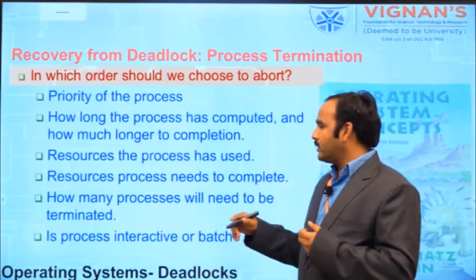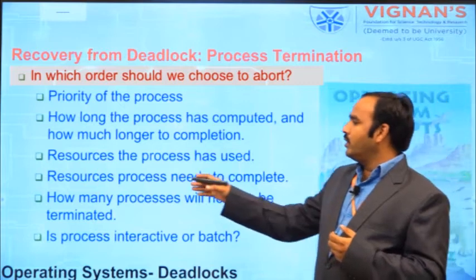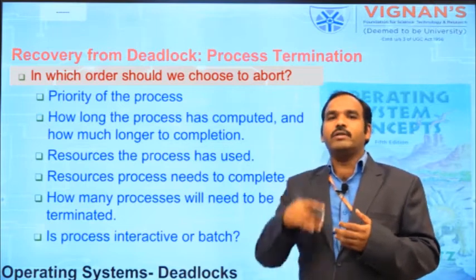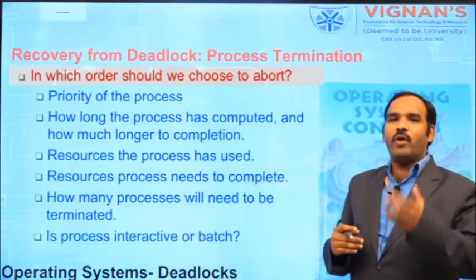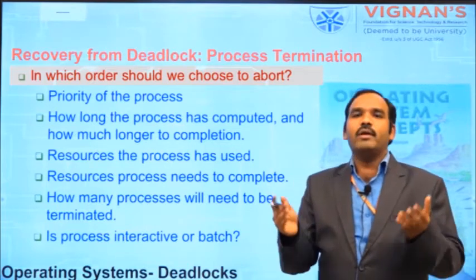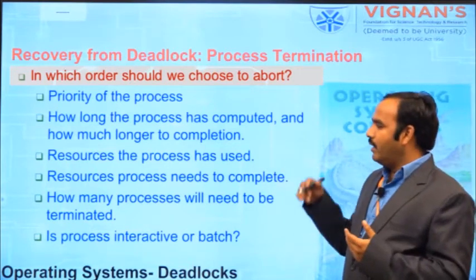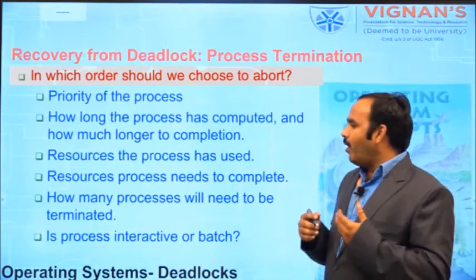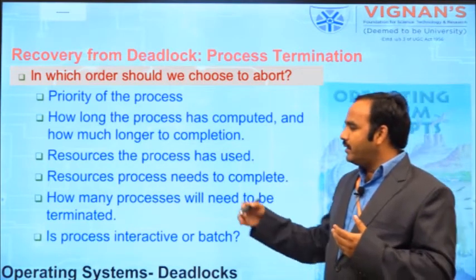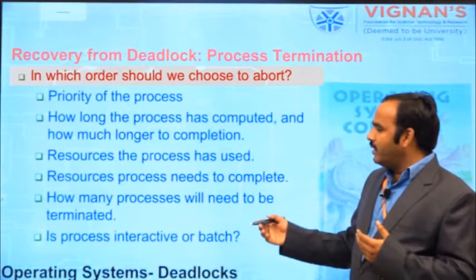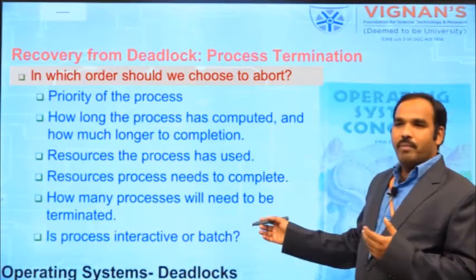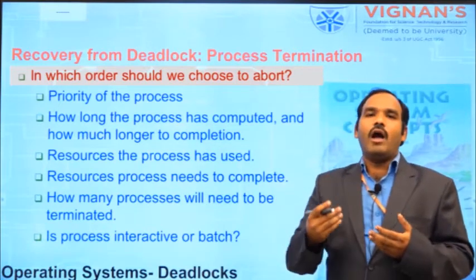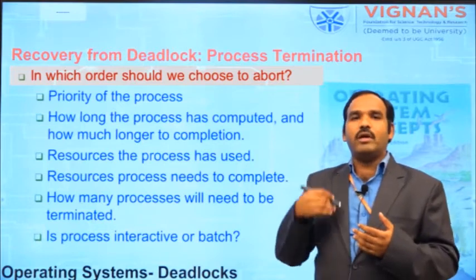The next parameter we consider is the resources the process needs to complete: how many resources are required for that process to complete its execution. If that process requires more resources, you can abort it. That is another way. The next one is how many processes will need to be terminated. And the last one is whether the process is interactive or batch, whether it is an operating system process, a batch process, or a user process.